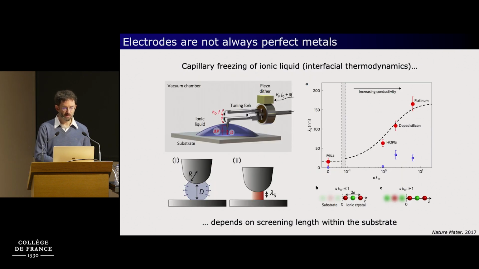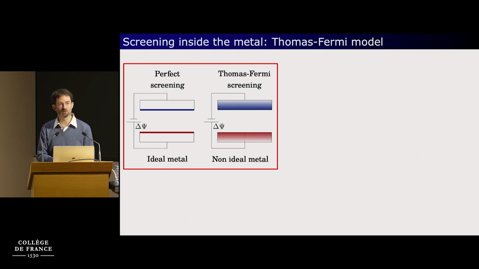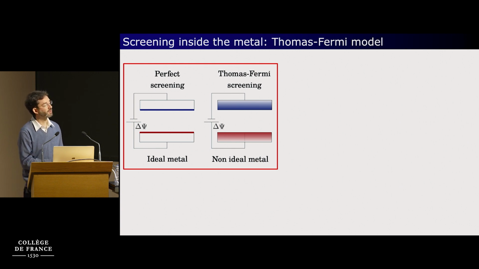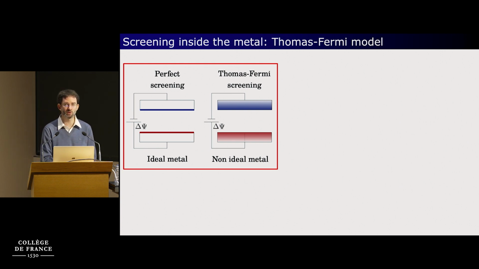So now in the last few minutes, I will discuss another aspect which was already referred to in the introduction, which is the fact that electrodes are not always perfect metals, and how to capture the effect of screening inside the metal, this Thomas Fermi model which tunes the penetration of the potential, the decay of the potential and of the charge distribution inside the metal, how to introduce that in molecular simulations in order to investigate the interfacial properties.